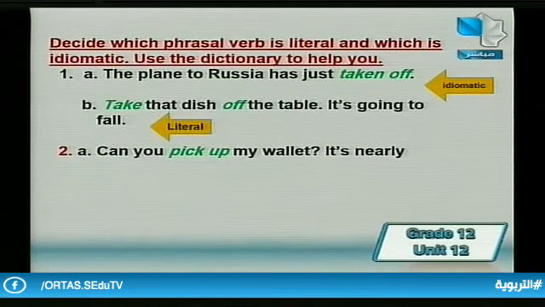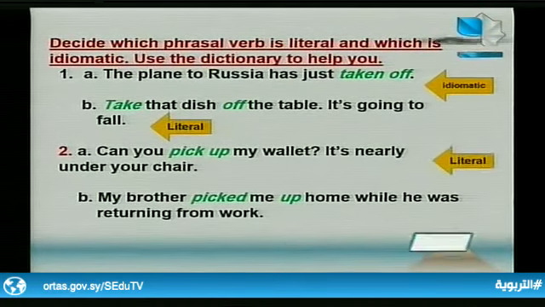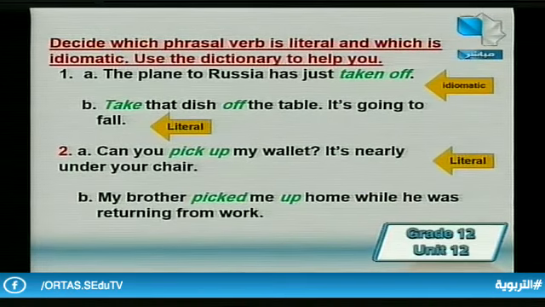The next one, please. We have pick up here. Can you pick up my wallet? It's nearly under your chair. And the other example, my brother picked me up home while he was returning from work. Pick up, as we said before, has 2 meanings. It can be literal or idiomatic. In the first example, it is literal, to pick up a wallet, because it is on the floor. So pick it up, to take it from the floor. Very nice indeed. What about the second one?